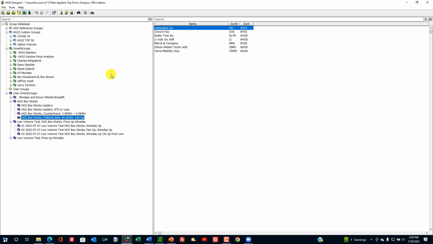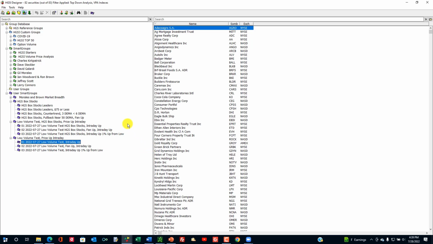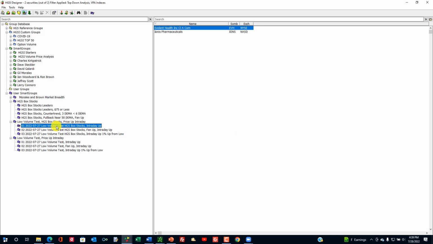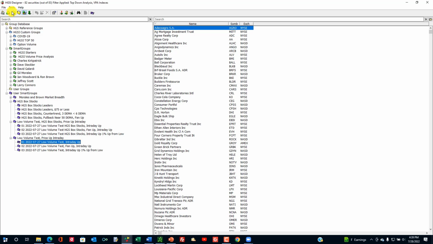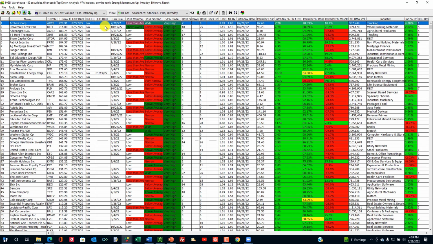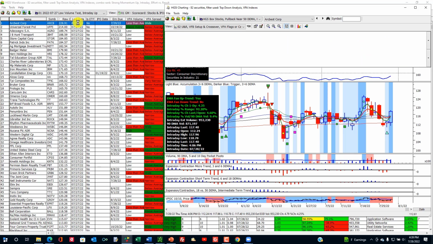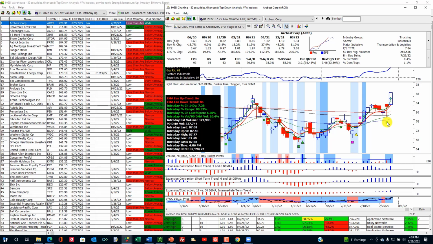Now here's one of my recent ones, which I think has tremendous value. And if you use one smart group for low risk entries, use one of these. This is box stocks only. This is all stocks. And what this does is it brings VPA into play with low volume tests or stocks that are seeing strength coming back in after moving down. So here was the low volume test on this stock today, Arch Best, and the signal was generated yesterday, and it took off today.